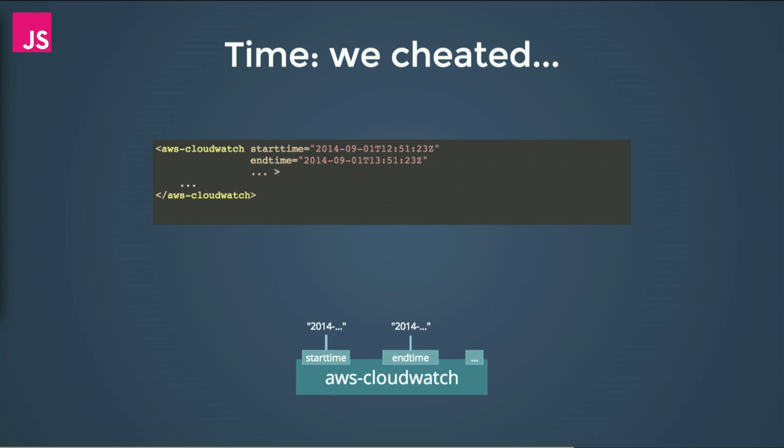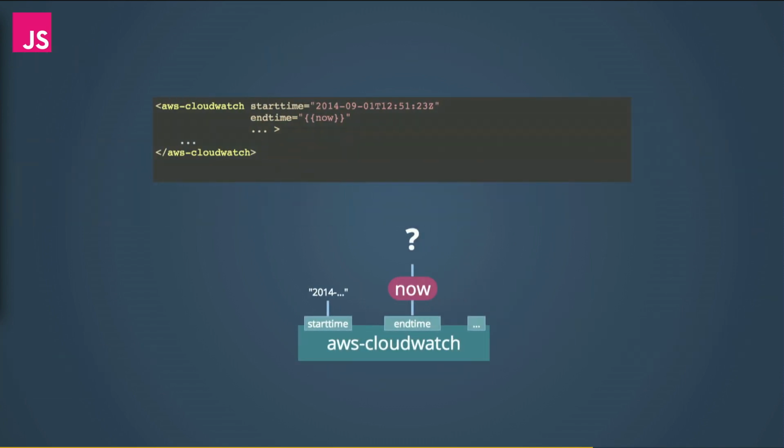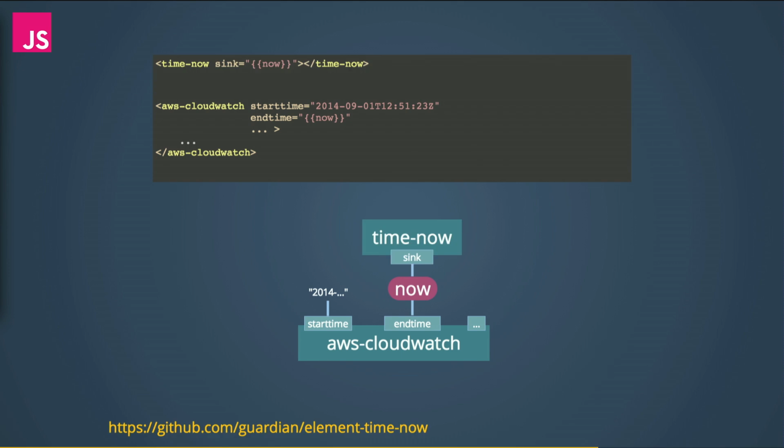What we probably want is to say, OK, I want to see the last hour of data. So how do we do that? Well, the last hour of data means that the time interval ends now. So we're just going to create a new variable that stores the now time. And where does now come from? Well, there's an element for that. So we just create a new time now element. That's going to export the time when it's initialized. And the now variable will store a date time that is passed into the CloudWatch element.